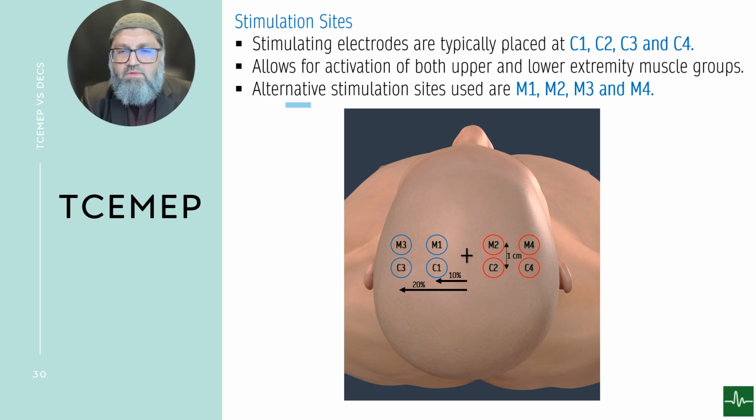You can also place the electrode on alternating sites, which are M1, M2, M3, and M4. M3 is on the left side, M4 is on the right side, and they are 1 centimeter anterior to C1, C2, C3, and C4.